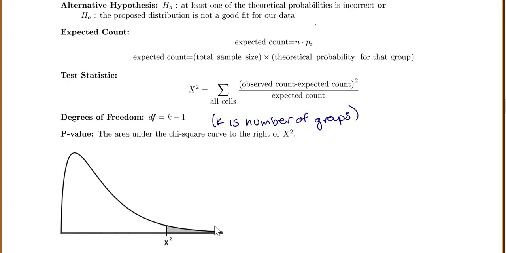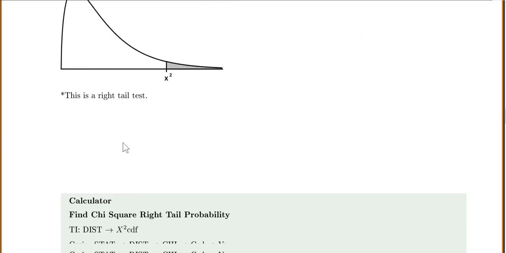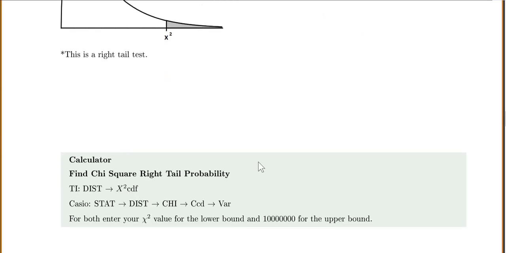Our p-value is the area under the chi-squared curve to the right of our test statistic, because it's always going to be this right tail test. For our calculator, we're actually not going to do the entire test in our calculator because I just feel like it's more of a pain to try and type in. Your calculator is capable of doing it. You are welcome to try and figure out if you want. But I am going to use the calculator just to find my p-value, to find that right tail probability.